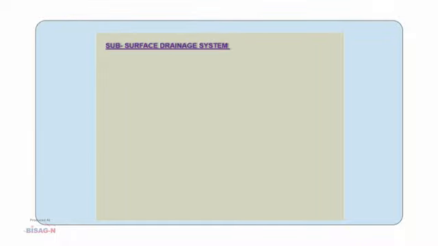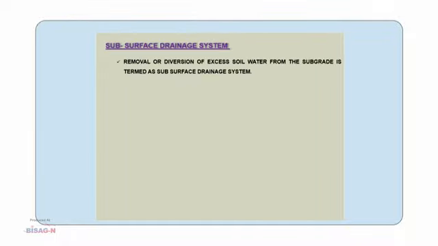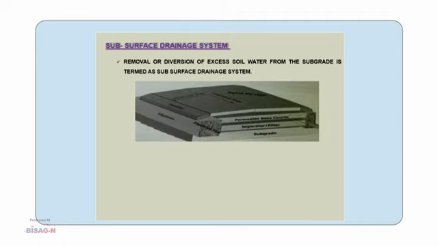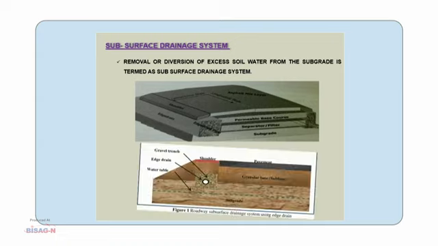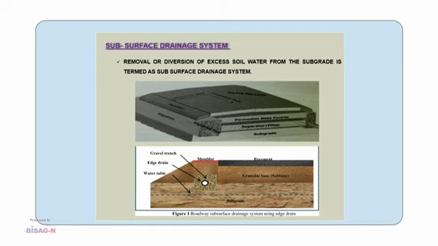So we will start from the basic definitions. What is the subsurface drainage system? The removal or diversion of excess water from the subgrade is termed as the subsurface drainage system. You can see in the photo the complete cross section of the pavement. We can see the subgrade, separation layer, permeable base course, and slope provided in the pavement, and the edge drain, through which whatever water is percolated in the pavement is drained out.